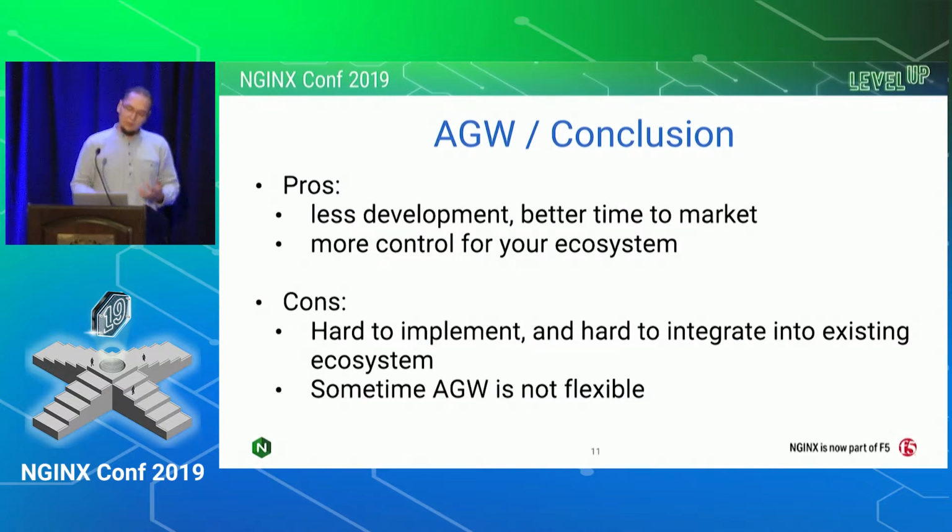But it also has some cons. For example, in my experience, it's really hard to implement an API gateway inside a company. Even if it's implemented, it's really hard to integrate into the existing ecosystem, because an API gateway means a lot of rules for each backend. And sometimes an API gateway is also not flexible. That's why I believe that an application server should be present inside the API gateway.